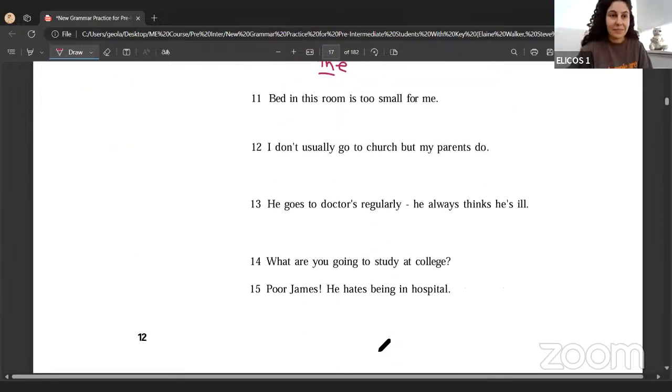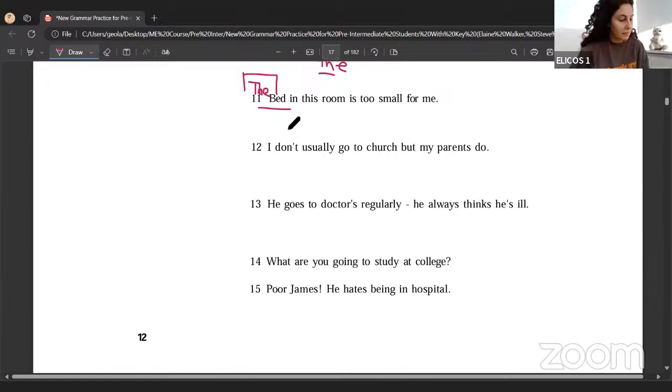Bed in this room is too small for me. The bed. Did you say the? Yeah, we need to say the bed. It's one of those words. The bed, yep, the bed. It starts the sentence. Remember, if we start the sentence with the, then yes, we have to put the. Even if I said church, you know, the church is so beautiful.